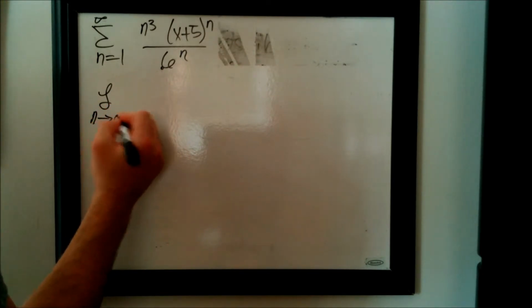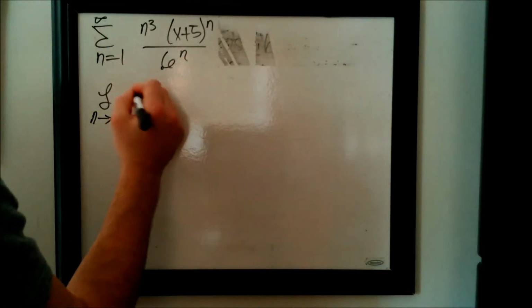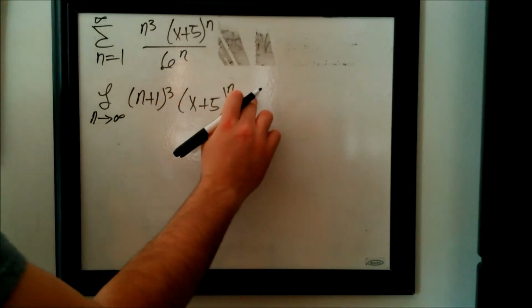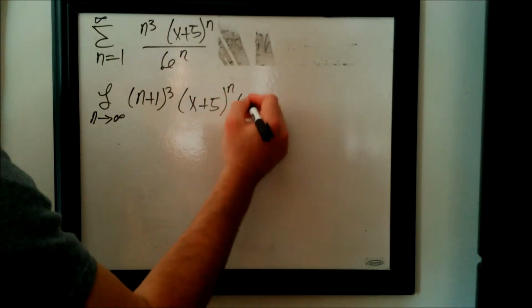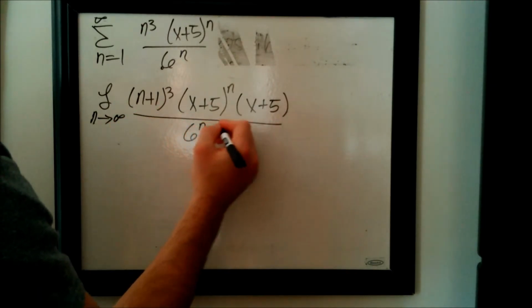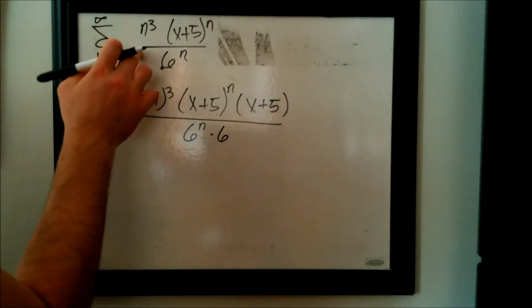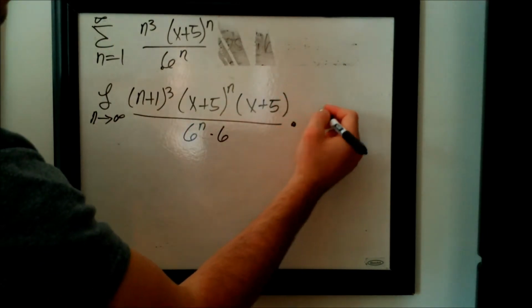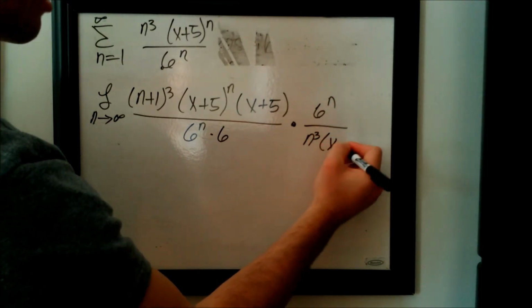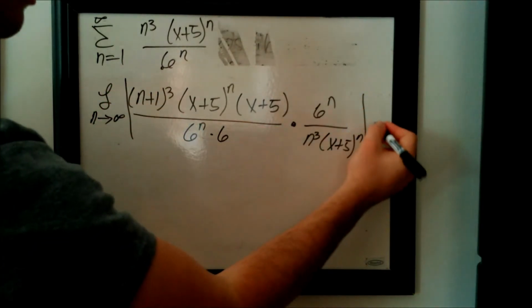So the limit as n goes to infinity of the n plus 1 term, so (n plus 1) cubed times (x plus 5) to the n plus 1, which is just (x plus 5) to the n times (x plus 5), all over 6 to the n plus 1, or 6 to the n times 6. And instead of dividing it by this term, we will simply multiply it by the reciprocal. So 6 to the n divided by n cubed times (x plus 5) all to the n. And the absolute value of this entire thing has to be less than 1.